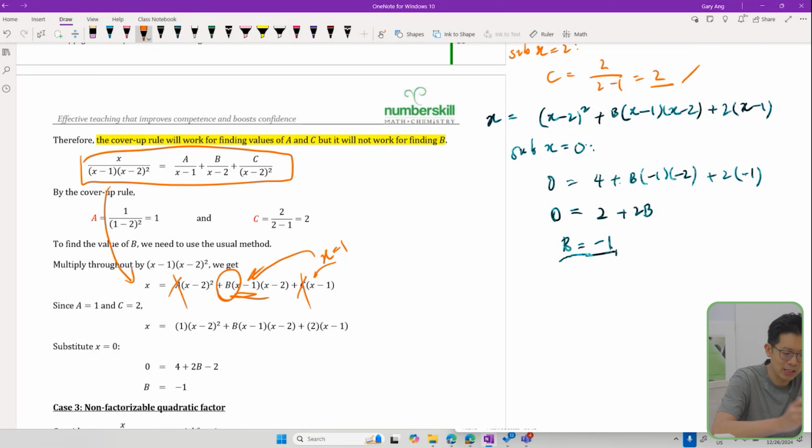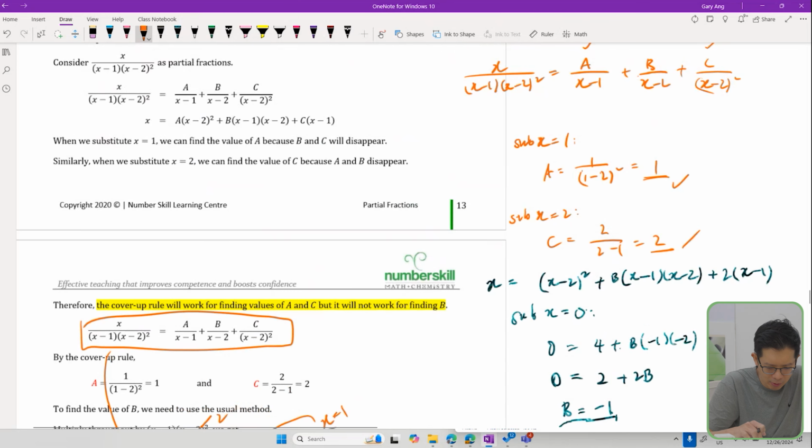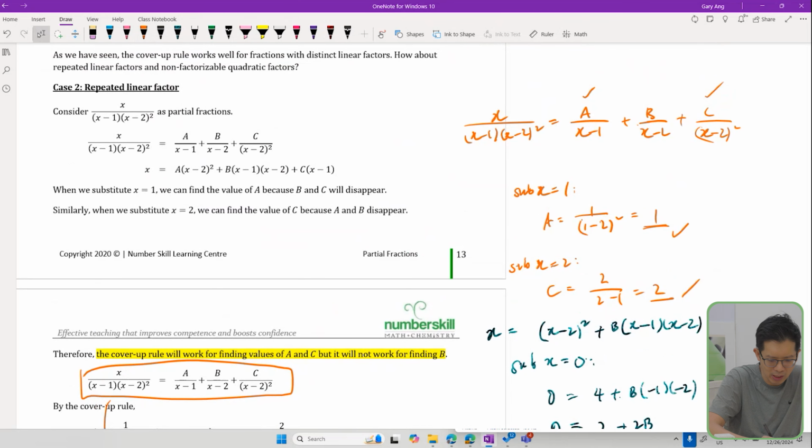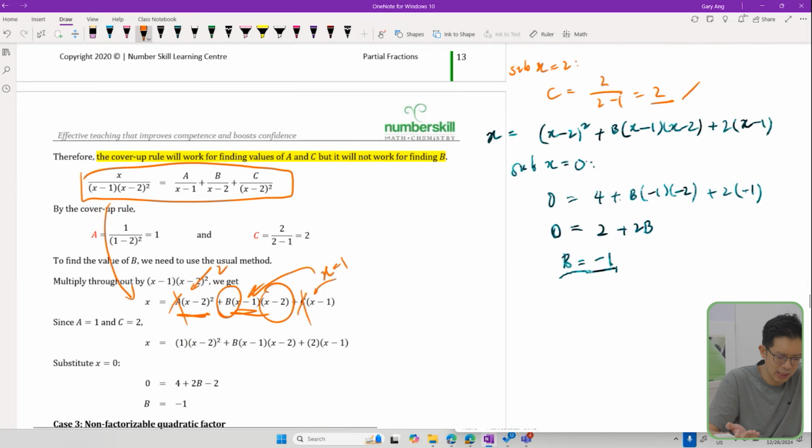Now it just got worse. If I want to get rid of A, I put in x equals 2. And at the same time, when I put x equals 2, the B will be gone as well. So you can imagine now we have a problem, right? Because when you put in x equals 1, I found my A, I put in x equals 2, I found my C, and now I will not be able to get B, because B will be gone at the same time.